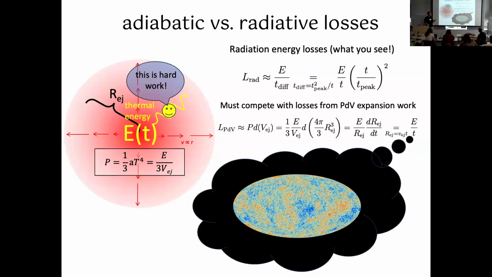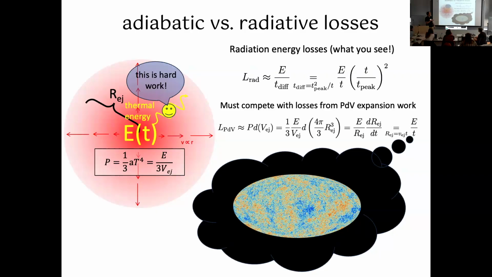But it means there's another interpretation of the diffusion time, and it's also the time where radiative losses take over versus adiabatic losses in this expanding ejecta. So there's two things that are competing for the thermal energy in the ejecta. One of them is the fact that radiation is trying to leak out of the box. This is radiative losses. And the other thing is that the thermal energy is doing work on the ejecta. There's an expansion of the material. It has a pressure, it's pushing on the ejecta, so it's losing energy to PdV expansion work.